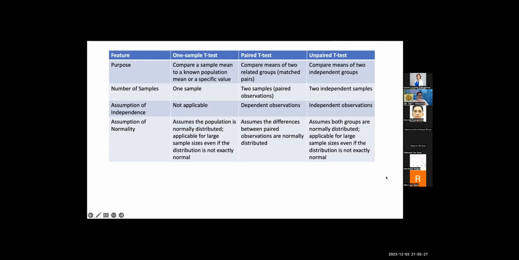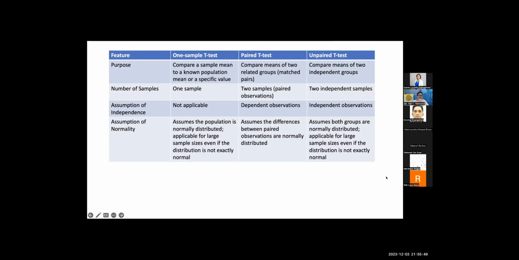Okay, so for the one sample t-test, this test is used to compare a sample mean to a known population or to a specific group already. Meaning to say we have one group against the set of mean. So with regards to the number of samples, we only have one sample here. So one group comparing it to a mean.